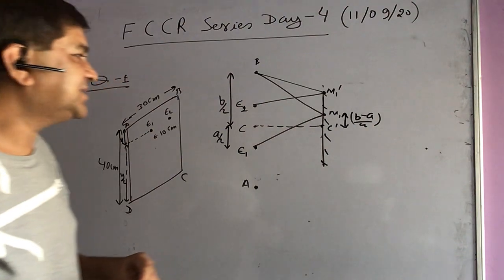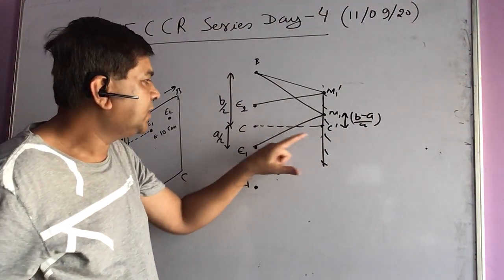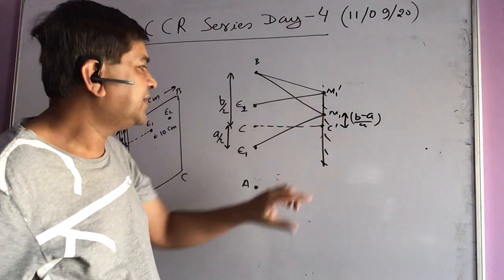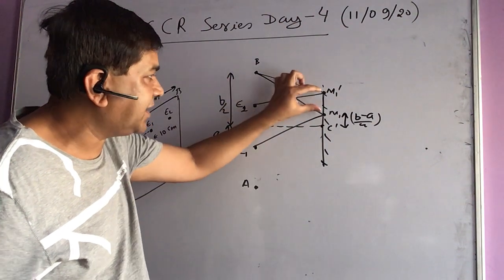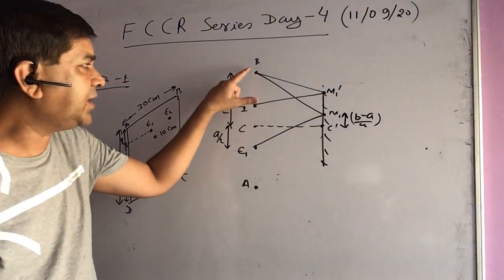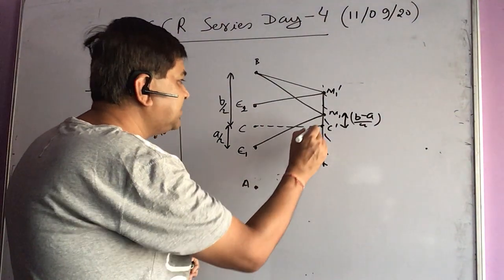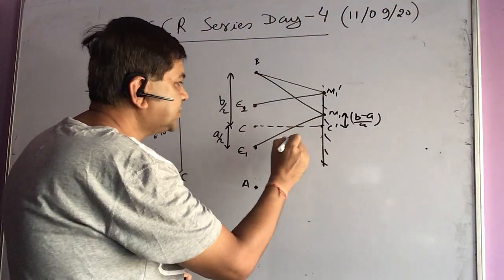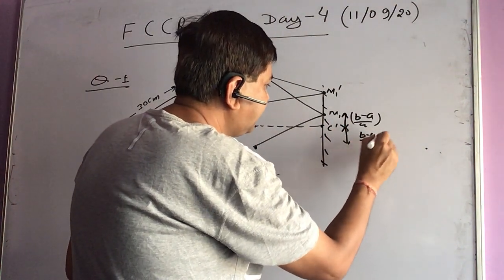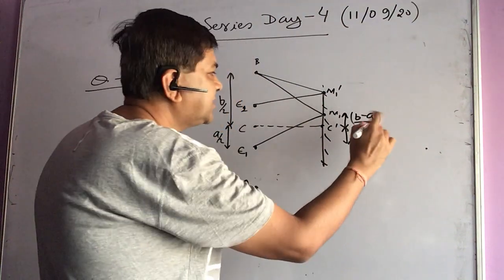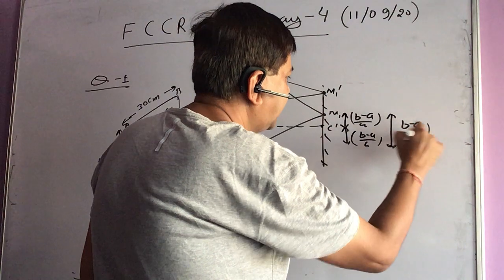So I can see if the image of A is seen by E2, we will be requiring the lesser width. If the image of B is seen by E2, it will be requiring greater width. So the lesser width will become, where the image of B will be seen by E1, and again the image of A will be seen by E2. So here again I will get this B minus A by 4. This total width comes out to be B minus A by 2.